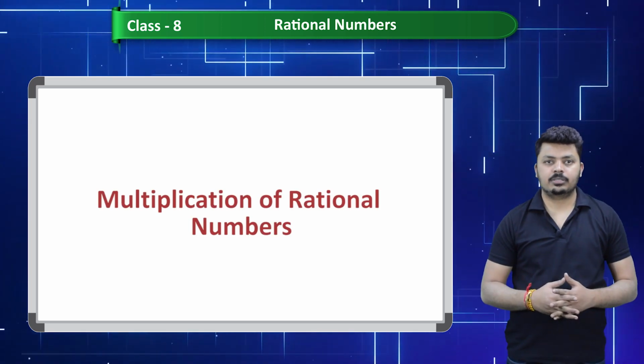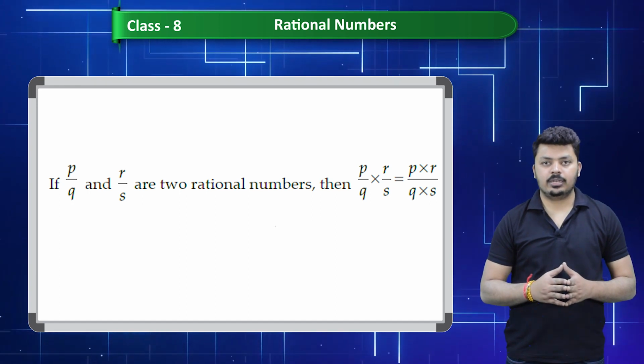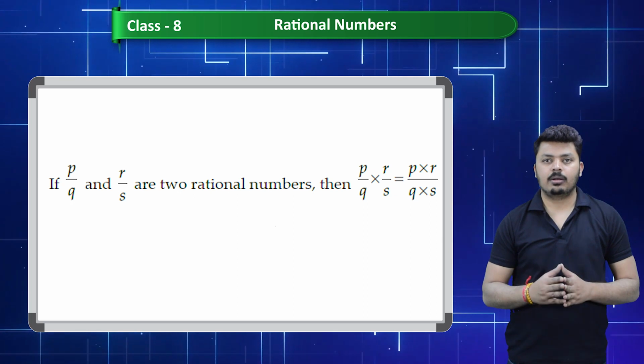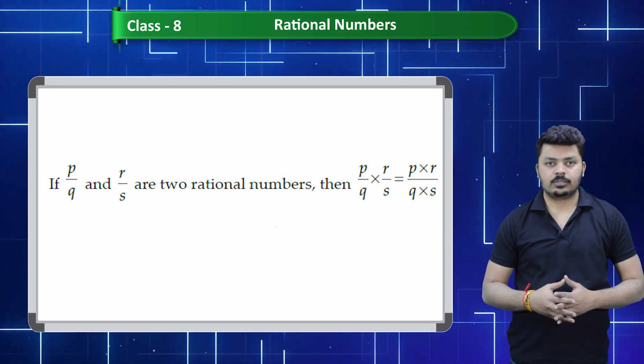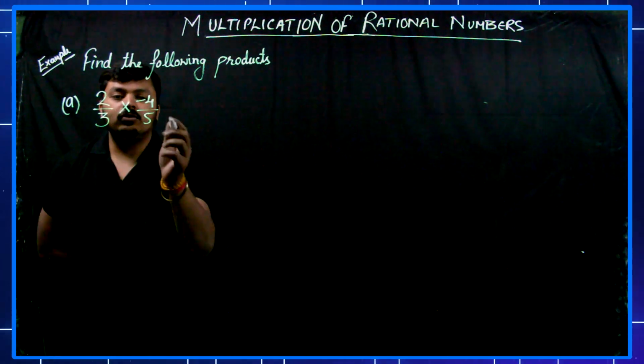Multiplication of rational numbers. If p by q and r by s are two rational numbers, then p by q into r by s equals p into r upon q into s. Example, find the following products. A. 2 by 3 into minus 4 by 5.